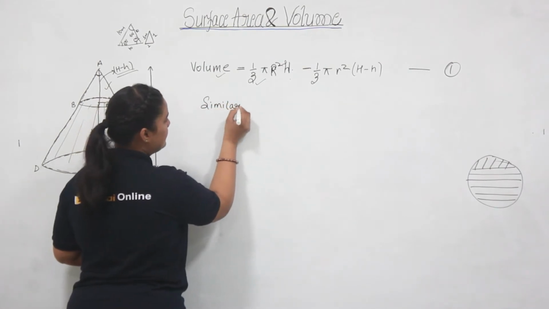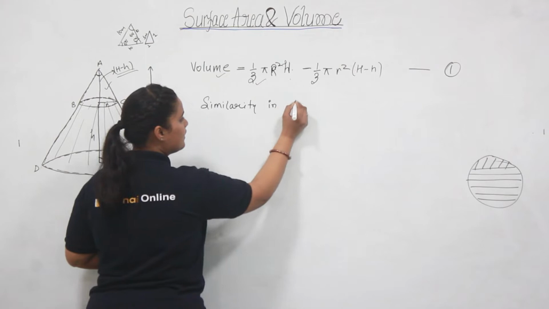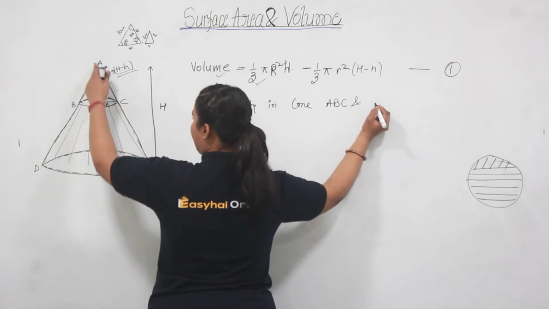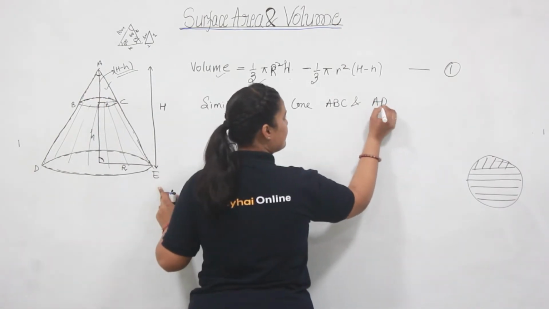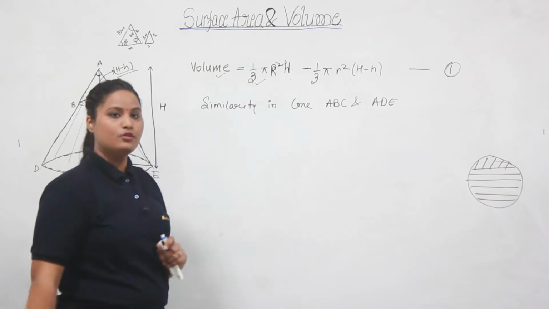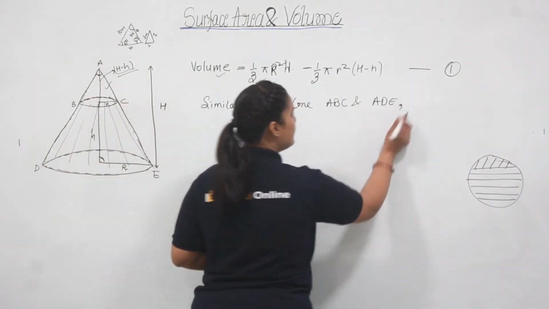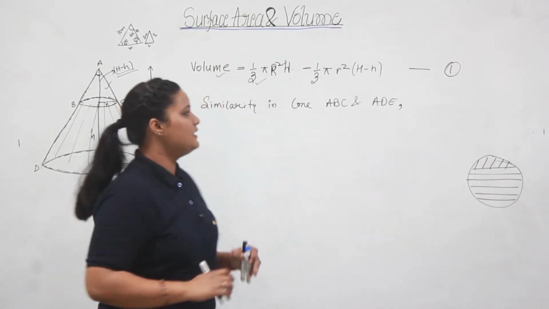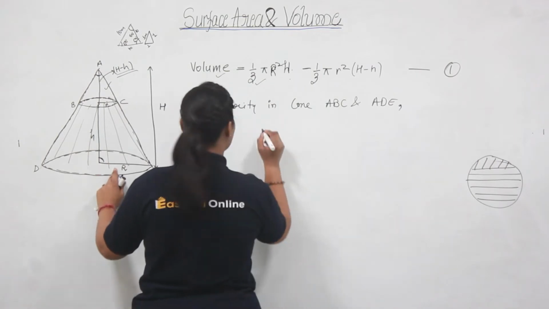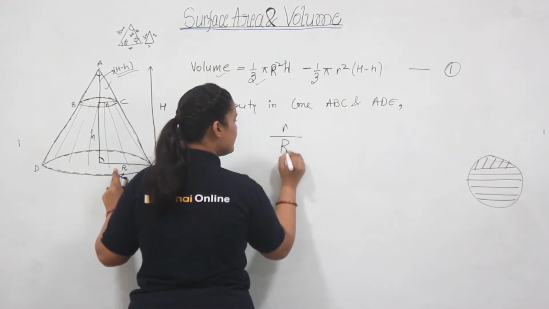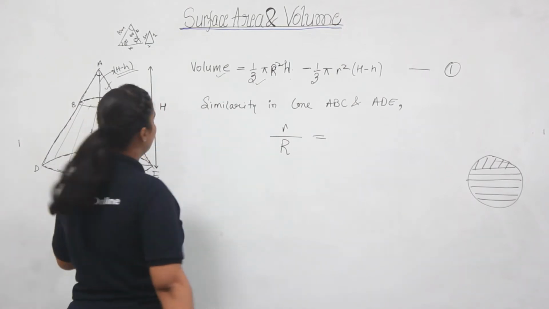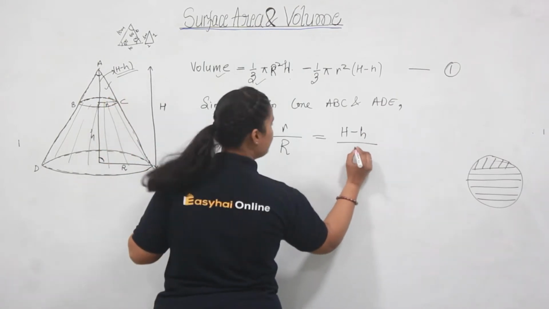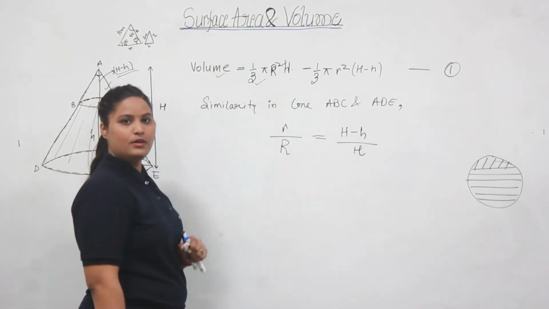Similarity in cone ABC and another cone ADE. Right? When we follow the rule of similarity, it means that the ratio of their sides should also be equal. It means the ratio of radiuses, small r upon capital R, should be equal to the ratio of heights, H minus h upon H. It will be equal.